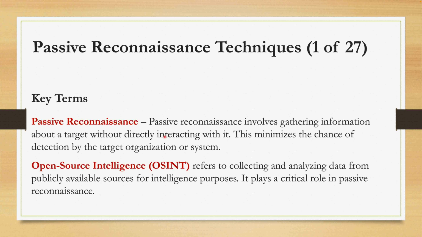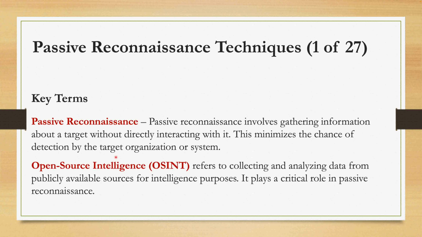Now, first thing, we need to understand some key terms. What is passive reconnaissance? Passive reconnaissance involves gathering information about the target without directly interacting with it. This minimizes the chance of being detected by IDS or any other system in the target organization. One of the key features of passive reconnaissance is that it is non-intrusive, because there's no active engagement, unlike active reconnaissance, which is going to be the second topic of our lecture.